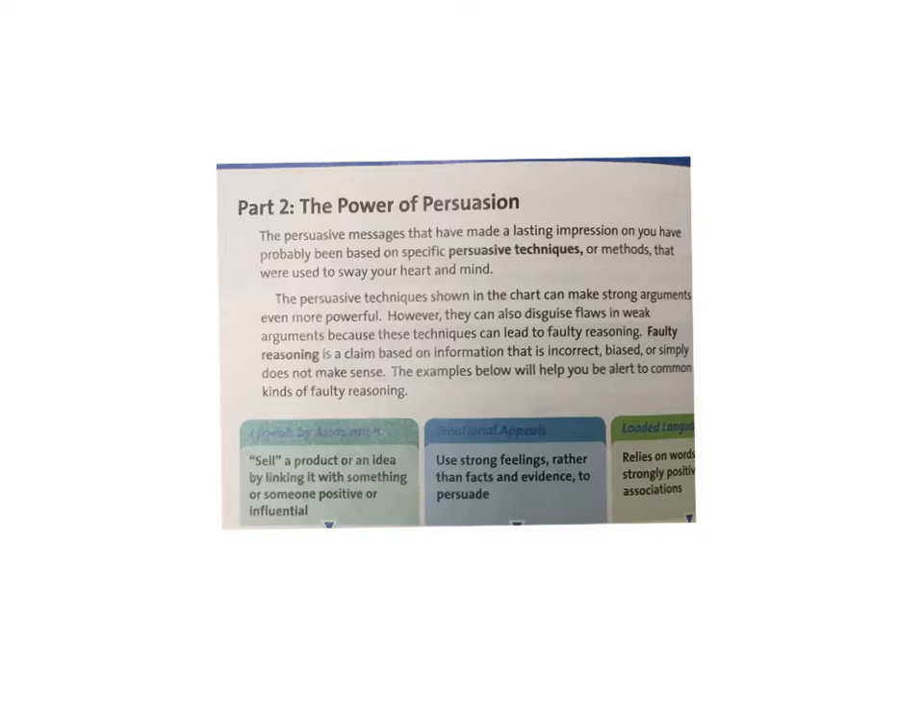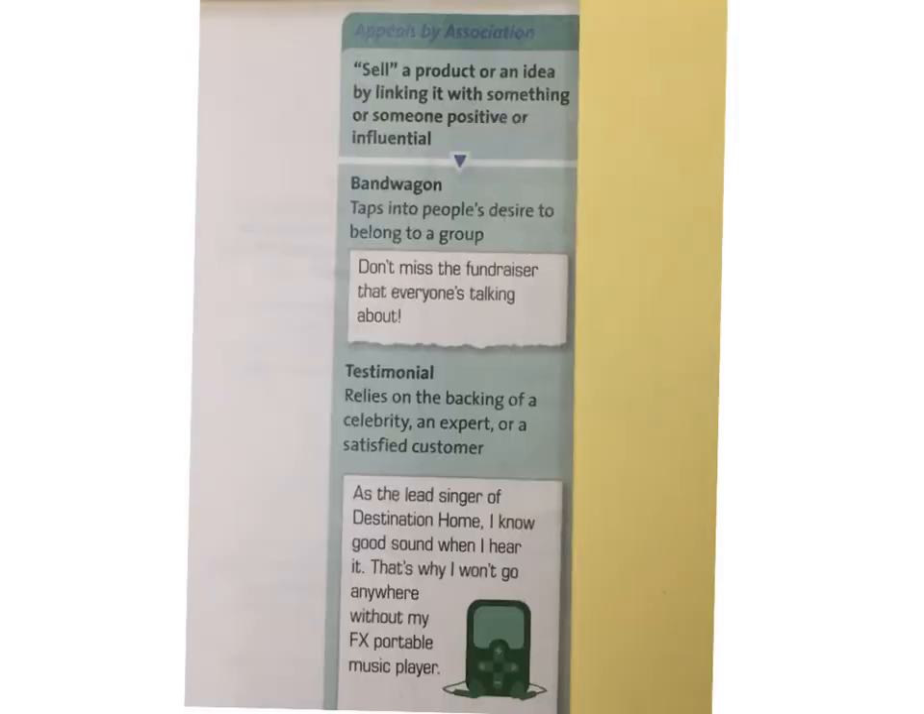Faulty reasoning is a claim based on information that is incorrect, biased, or simply does not make sense. The examples below will help you be alert to common kinds of faulty reasoning. Okay? You have appeals by association, emotional appeals, and loaded language. Appeals by association sell a product or an idea by linking it with something or someone positive or influential.